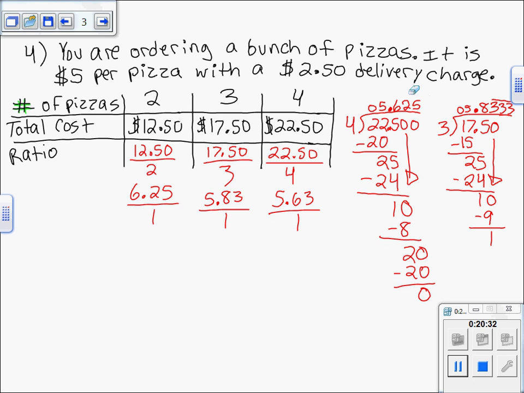$5.63 for one pizza on average is what we're working with. So let's see. We chose 3 quantities of pizzas. Remember, you could choose any quantity really. I just happened to choose 2, 3, and 4. So we noticed our ratio for 2 pizzas was 6.25 over 1. For 3 pizzas was 5.83 over 1. For 4 pizzas was 5.63 over 1.